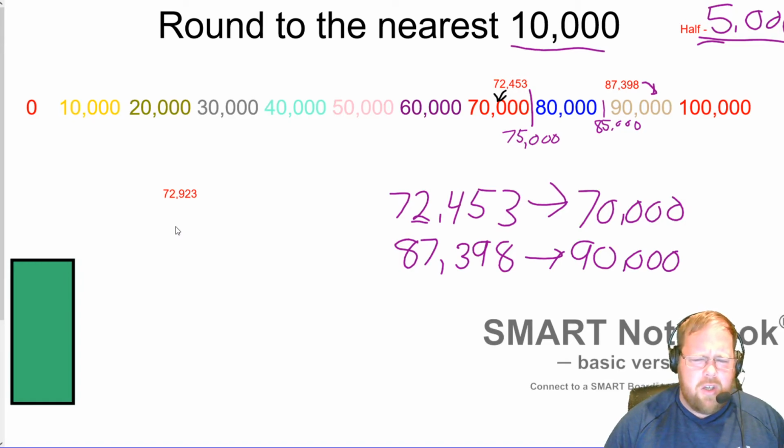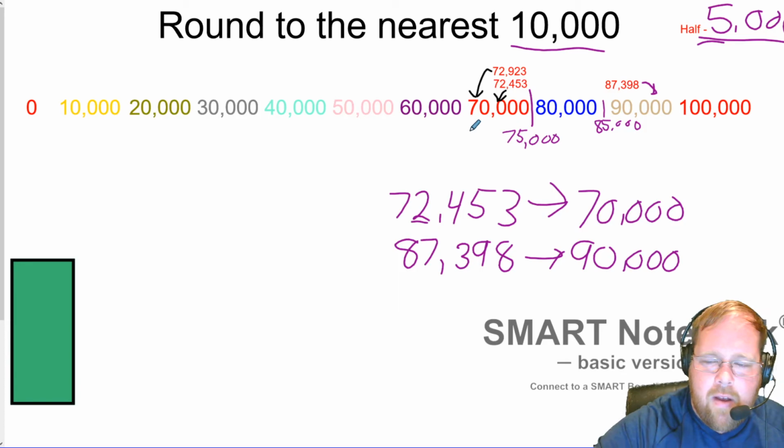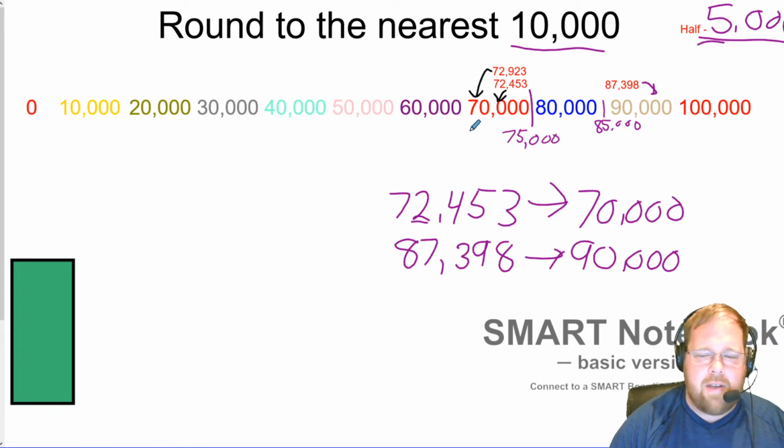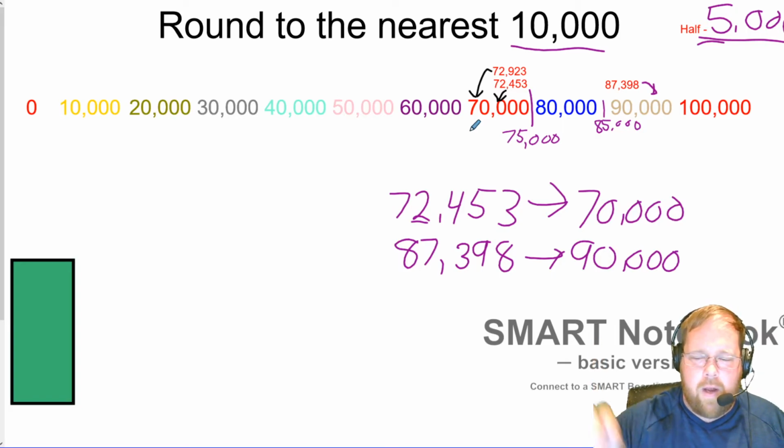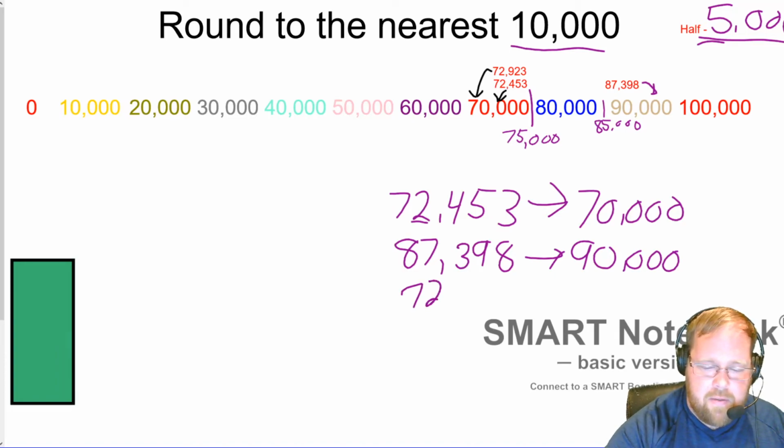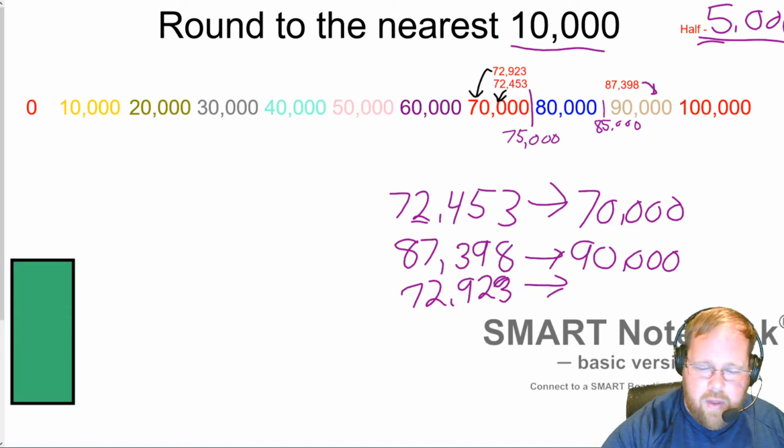72,923? Mr. Frost, did you do that on purpose? Yes, I did do that on purpose, because this is a real easy one. You see that this is in the 72,000s. This is also in the 72,000s. So you must be thinking to yourself, this also rounds down because it's not greater than or equal to 75,000. Once you know some answers, like 72,800 would round down to 70,000. 72,999 would round down to 70,000 because it's not in the 75,000s or greater. So 72,923 rounds to 70,000.